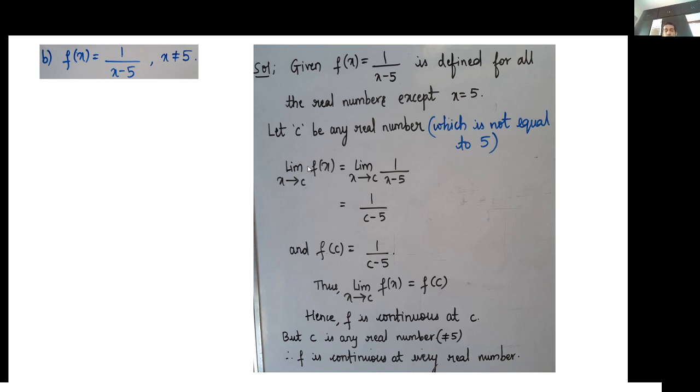So at such a point c, let us find the limit. The limit of f of x as x tends to c will be the limit of 1 divided by x minus 5 as x tends to c. Just in place of x you substitute c, you will get 1 over c minus 5. And also the value of the function at c is equal to 1 over c minus 5. So here also the limit of f of x as x tends to c is equal to f of c. Hence f is continuous at c. Since c is an arbitrary point, we conclude that f is continuous at every real number. These are very simple examples, guys.